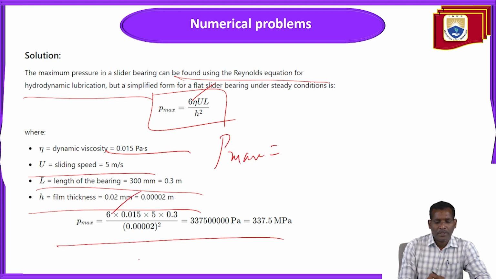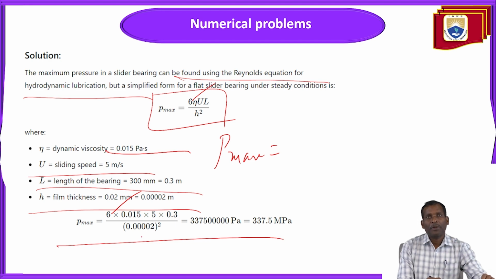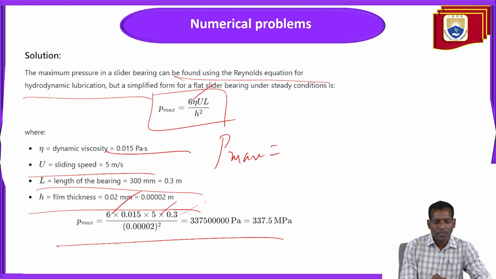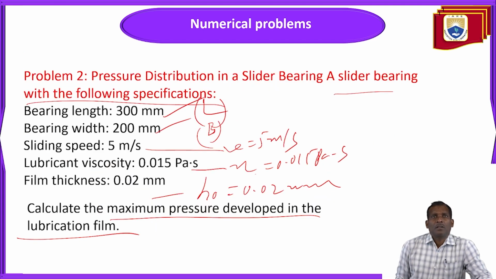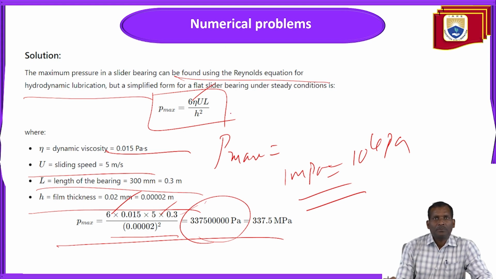Now substitute in the P maximum: 6 multiply with 0.015 and 5 multiply with 0.3, divided by H square, the film thickness square. So we will get a value like this. Then convert into megapascal. So 1 megapascal is 10 to the power of 6 pascal. Okay, like this, how to solve this problem? It's related to the bearing pressure distribution, so by using this formula.